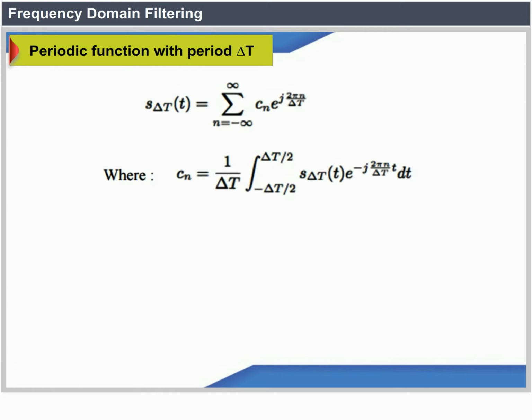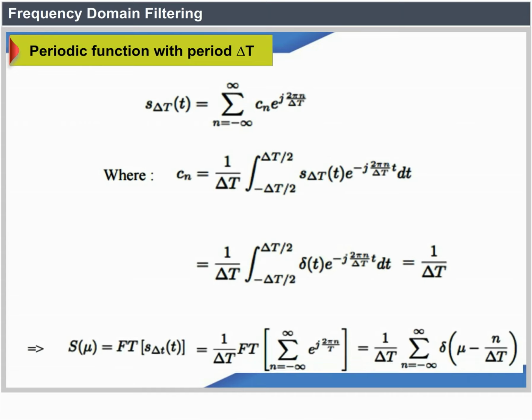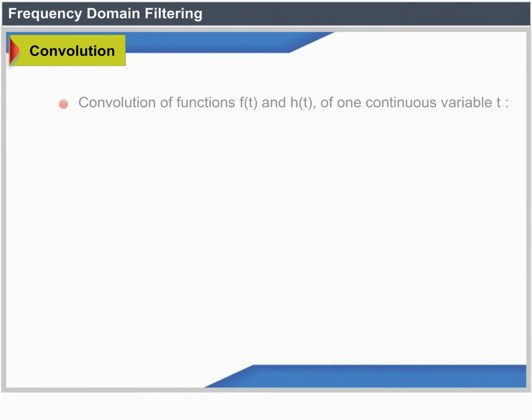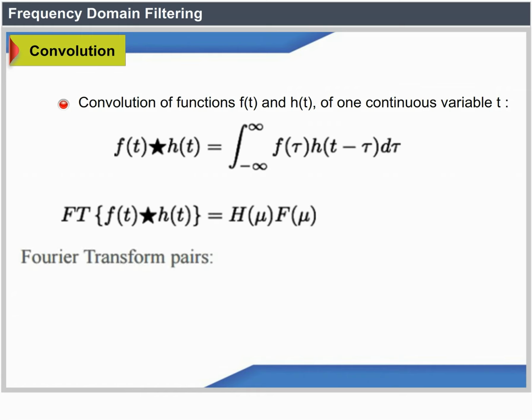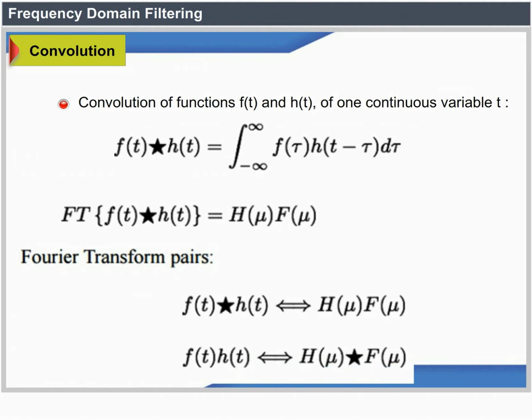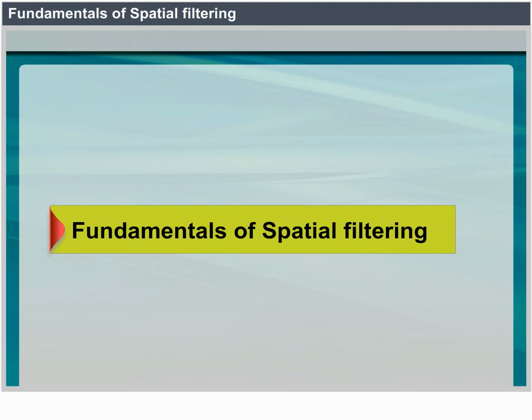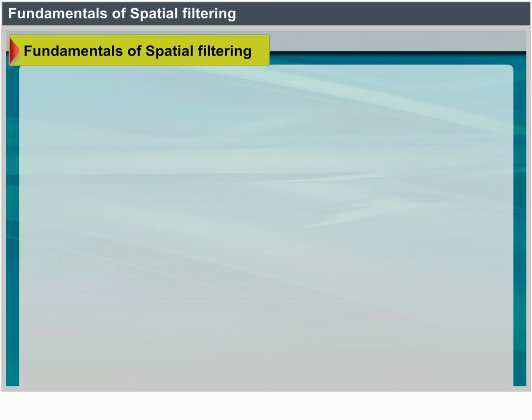Fundamentals of spatial filtering. Spatial filters, also called spatial masks, kernels, templates or windows, are represented as image f of x, y tends to image g of x, y. The mechanics of spatial filtering. Filtering creates a new pixel with coordinates equal to the coordinates of the center of the neighborhood, with value equaling the result of the filtering operation.